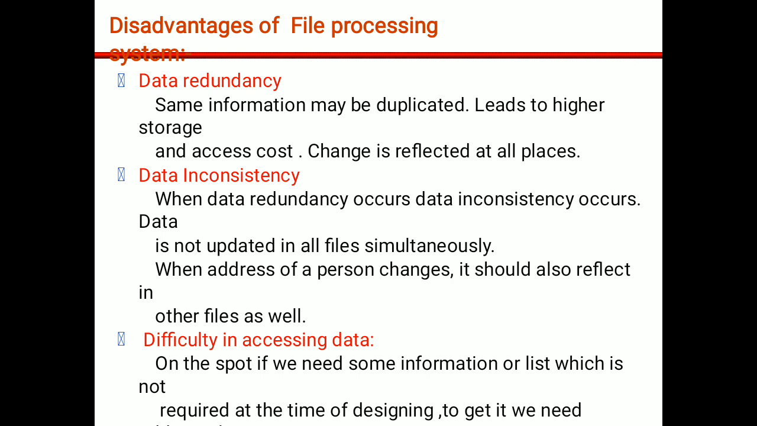Second disadvantage is data inconsistency. When data redundancy occurs, data inconsistency occurs. How it is related with each other? So, data is not updated in all files simultaneously. When address of the person changes, it should be reflected in all the places. So, that is data inconsistency, because if that person is available in more than 1 table, so if we change the address of a person in one table, that change has to be reflected in the other tables also, then only we can say that the database is consistent.